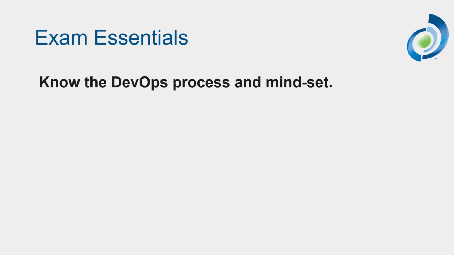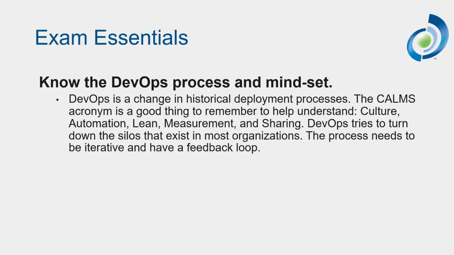Know the DevOps processes and mindset. DevOps is a change in historical deployment process. The CALMS acronym is a good thing to remember to help understand: culture, automation, lean, measurement, sharing. DevOps tries to turn down the silos that exist in most organizations. The process needs to be iterative and have a feedback loop.